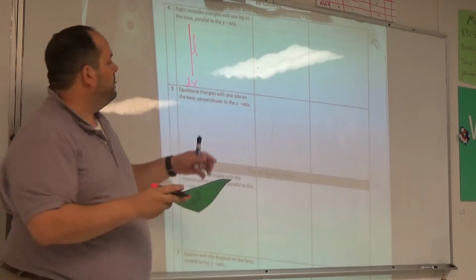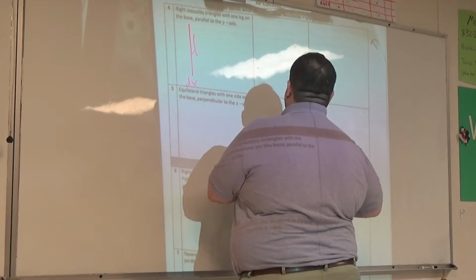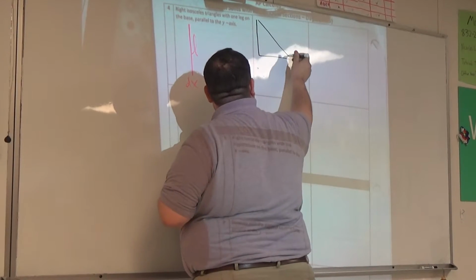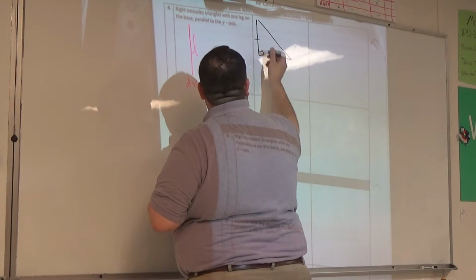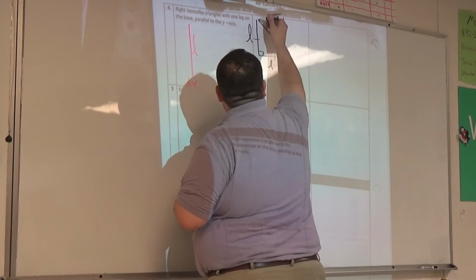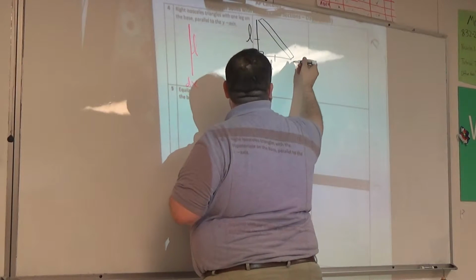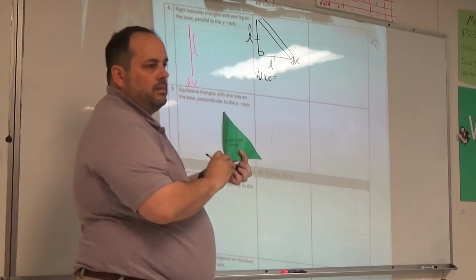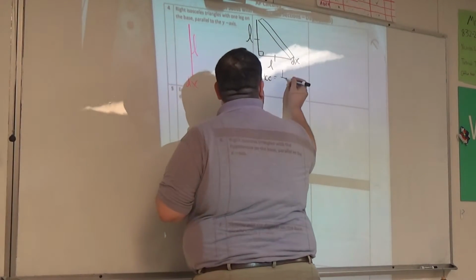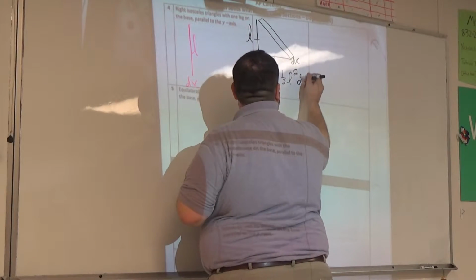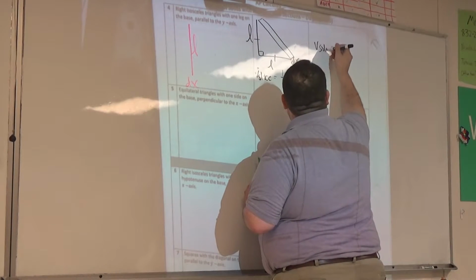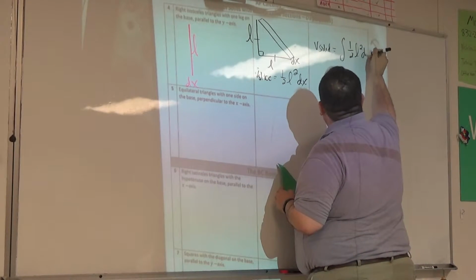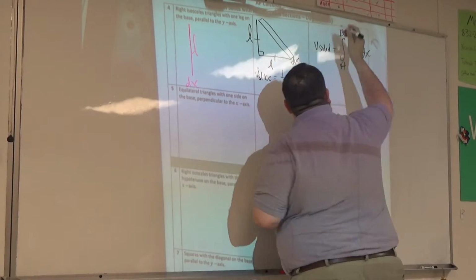Okay? So now it's just a matter of tell me about the slice. If I make a right isosceles triangle with a leg on the base, this is L, that's L, and your thickness is dx. Volume for the slice: 1/2 L squared dx. Now that I figured out the volume for the slice, the volume for the solid is going to be an integral of 1/2 L squared dx from A to B.